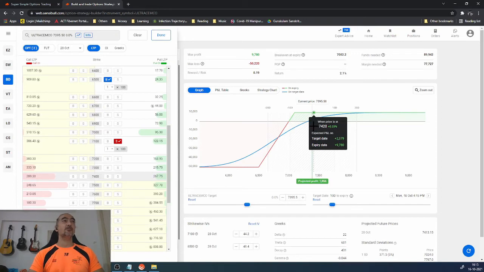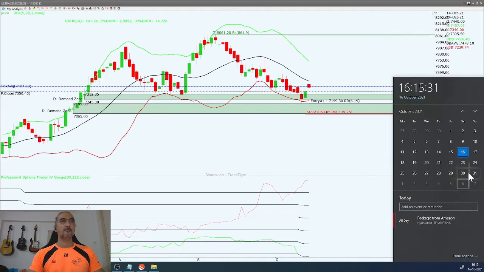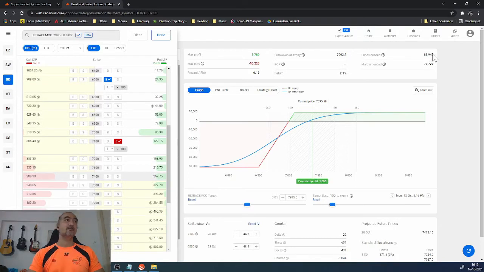Let's say that it stays above 7,000 rupees. I make a profit of 9,780 rupees here, right? And the investment required is 89,942 rupees. So it's a 10% profit in the next, how many days is it? 1, 2, 3, 4, 5, 6, 7, 8. In 8 days, I make a profit of more than 10% on my investment. So I would consider this to be a decent trade and go for it.